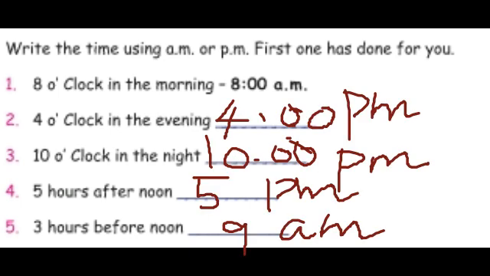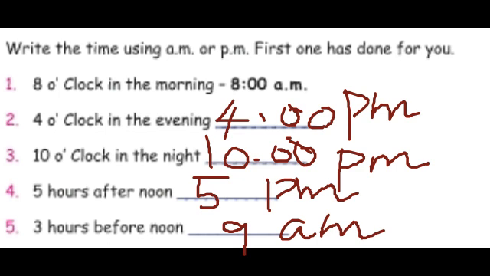10 o'clock in the night, even night also, that is p.m. only. From noon 12 to midnight 12, that is p.m. only. So now, 5 hours after noon. What is noon? 12 o'clock only, exact noon, isn't it? 5 hours after noon means after 12 o'clock, 5 hours. After 5 hours, what is the time?